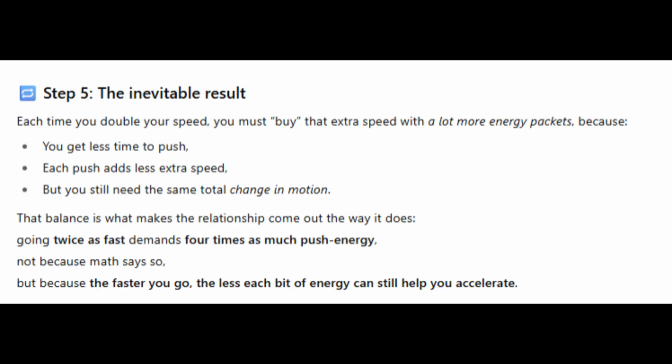The inevitable result. Each time you double your speed, you must buy that extra speed with a lot more energy packets because you get less time to push, each push adds less extra speed, but you still need the same total change in motion. That balance is what makes the relationship come out the way it does. Going twice as fast demands 4 times as much push energy, not because math says so, but because the faster you go, the less each bit of energy can still help you accelerate.